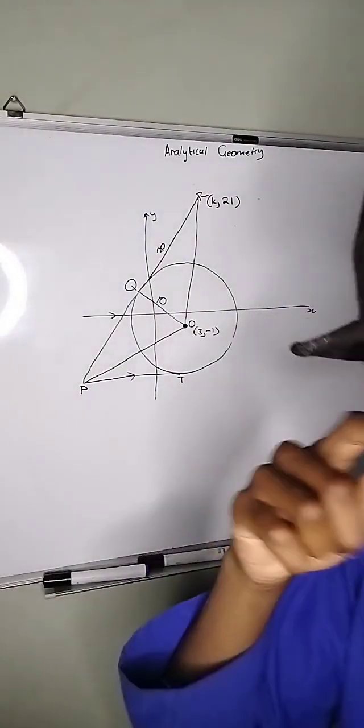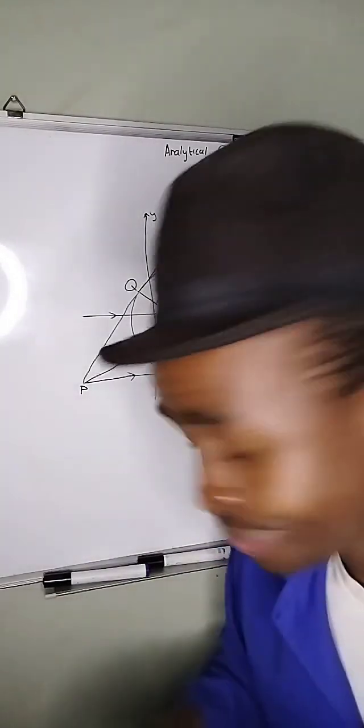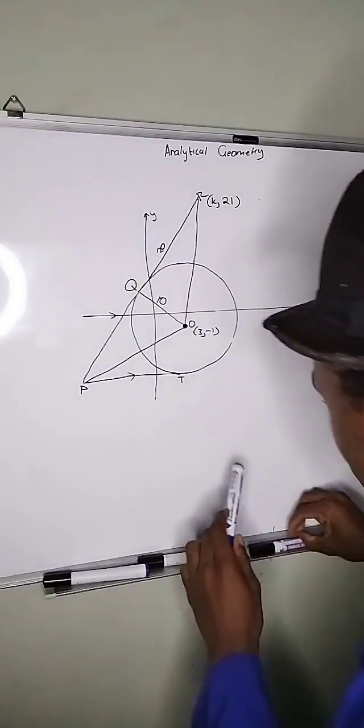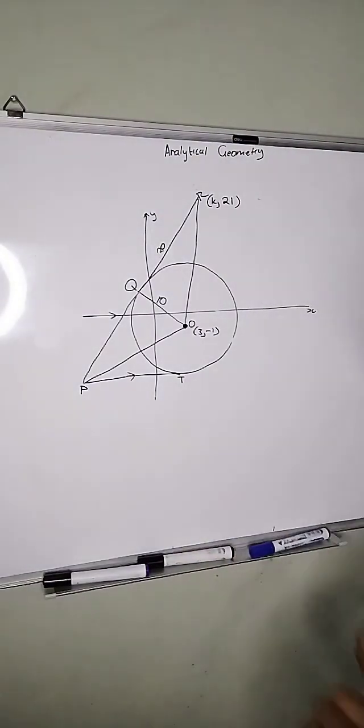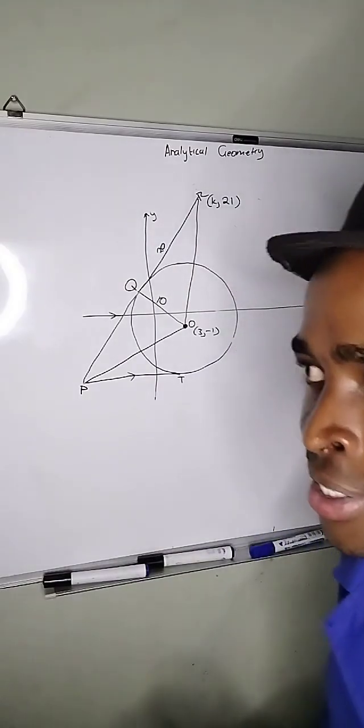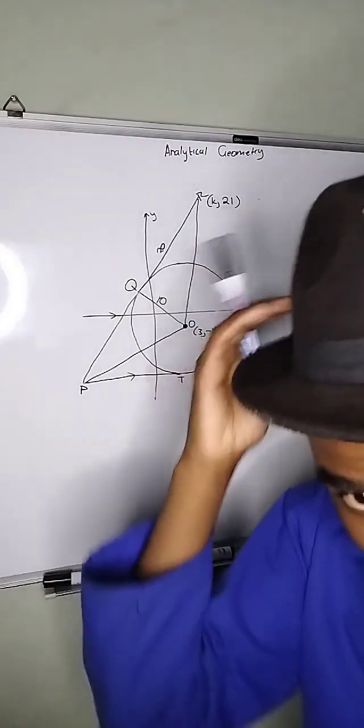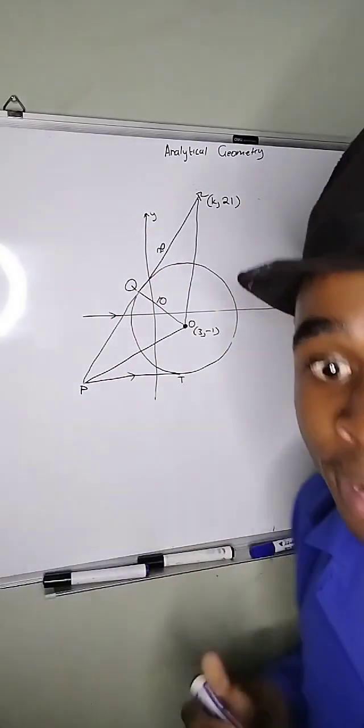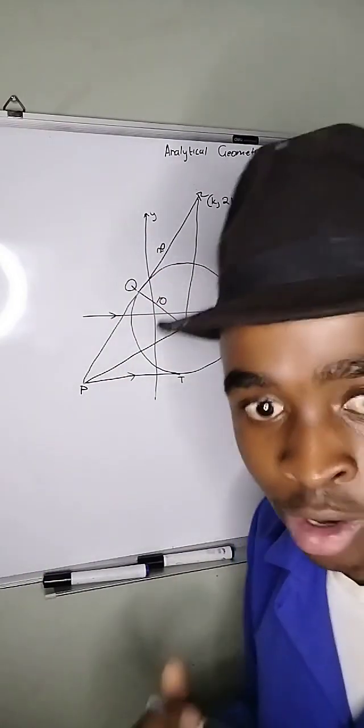let's remind each other. For a basic circle, what is the basic mother formula of the circle? What is the basic mother formula of the circle?